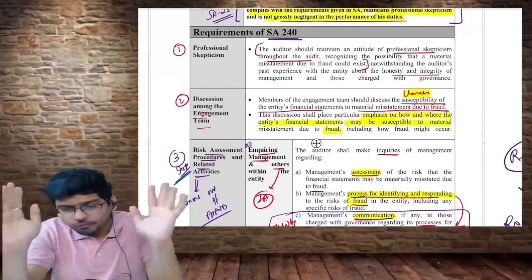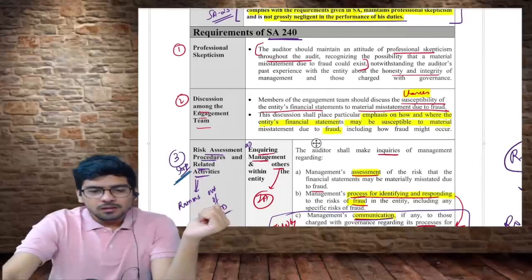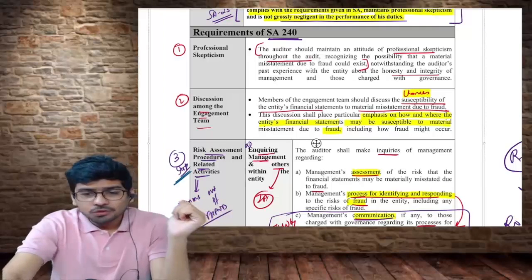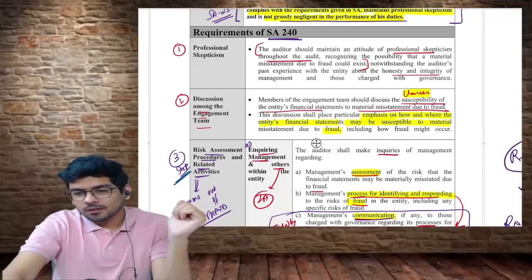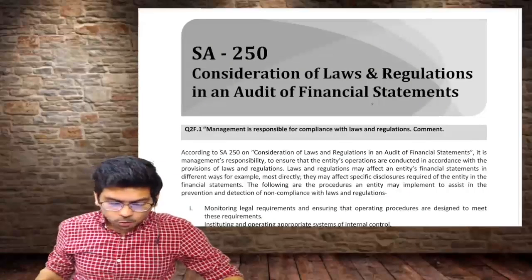So 240 done. Any doubts you have? Any doubts? No? Fine. Yeah, we are going to start with SA 250.